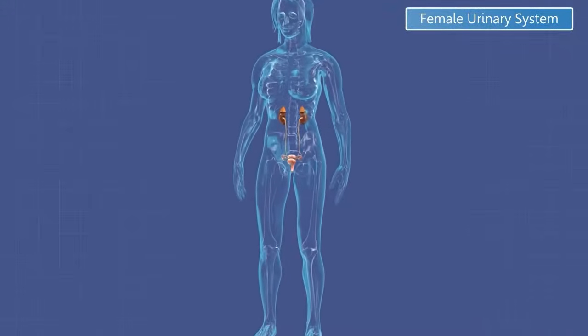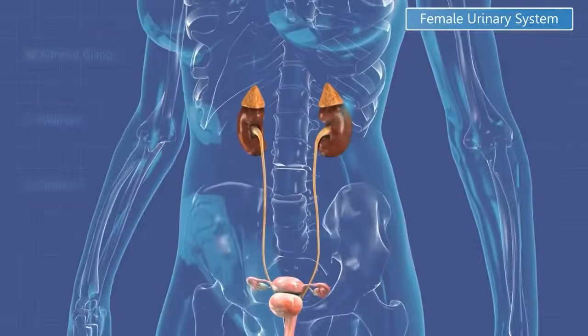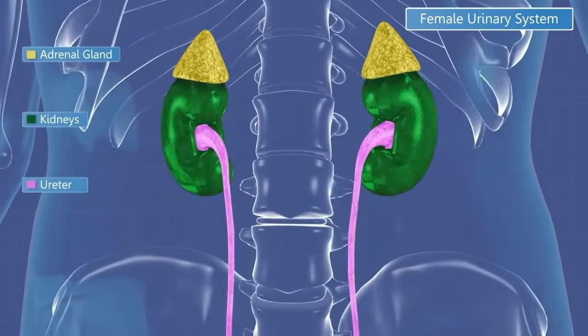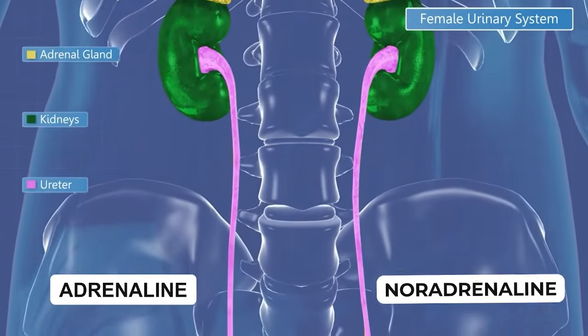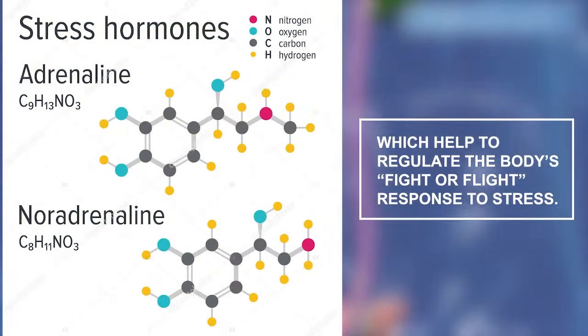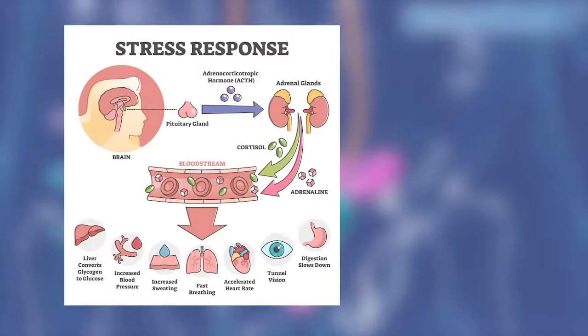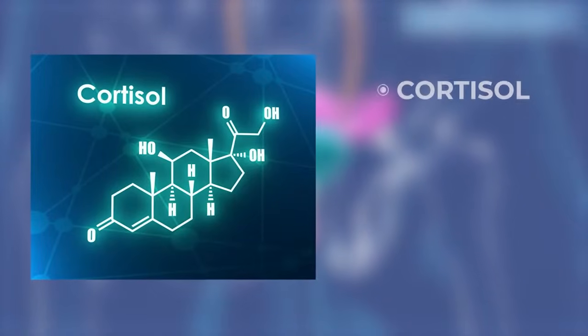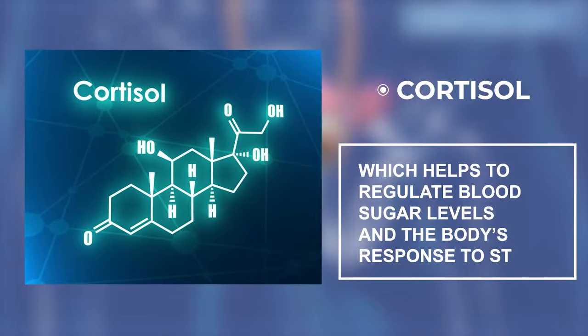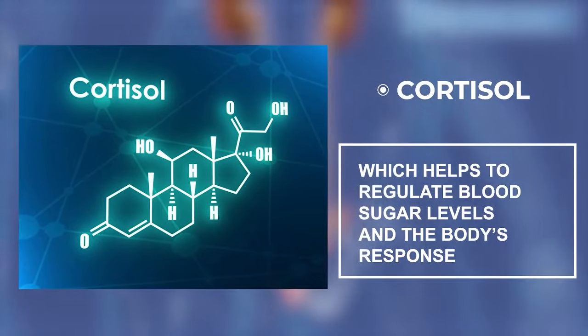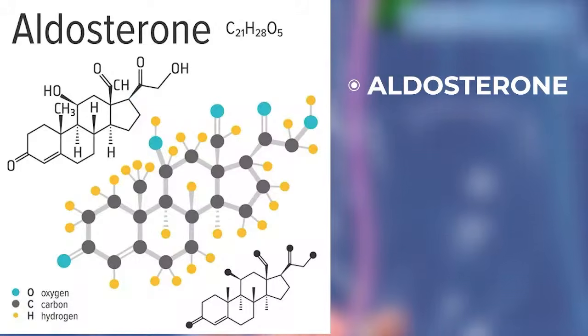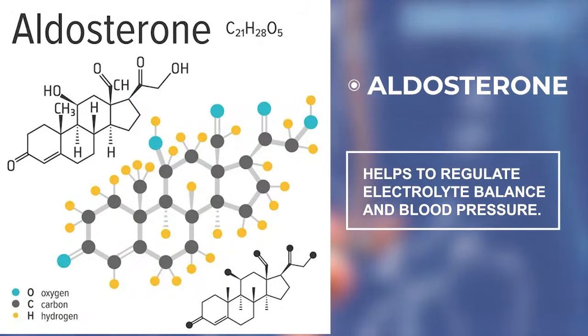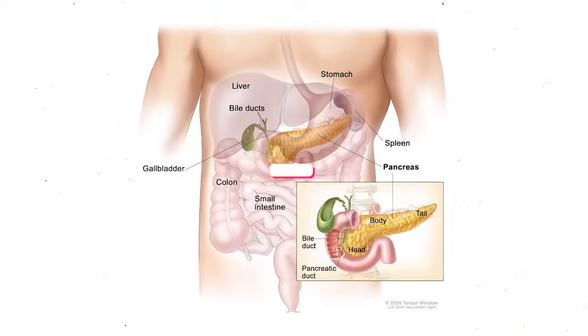The adrenal glands are located on top of each kidney and produce a variety of hormones, including adrenaline and noradrenaline, which help to regulate the body's fight or flight response to stress. The adrenal glands also produce hormones that regulate the body's metabolism, such as cortisol, which helps to regulate blood sugar levels and the body's response to stress, and aldosterone, which helps to regulate electrolyte balance and blood pressure.